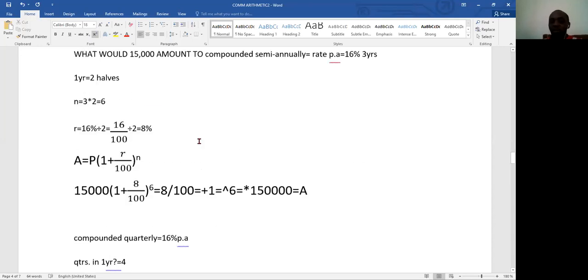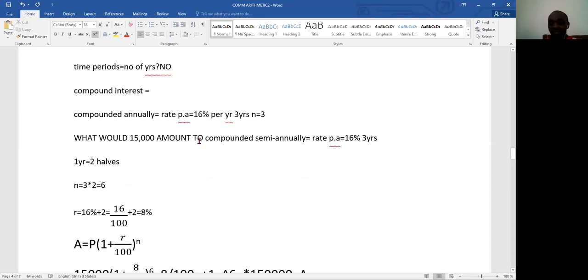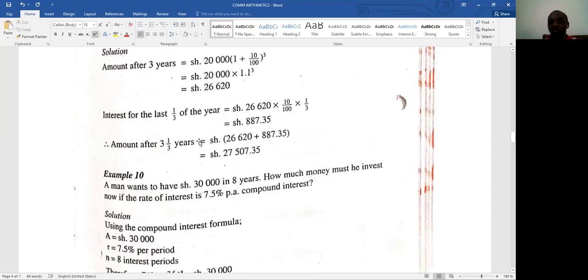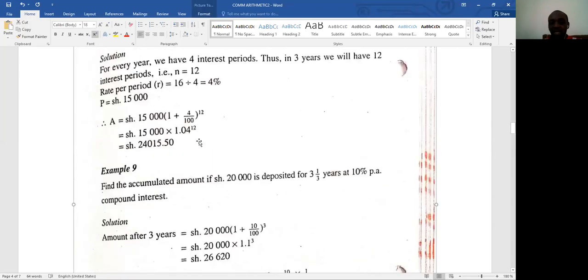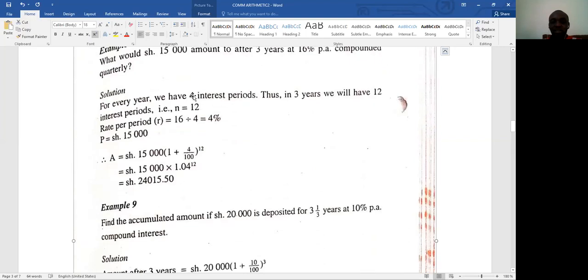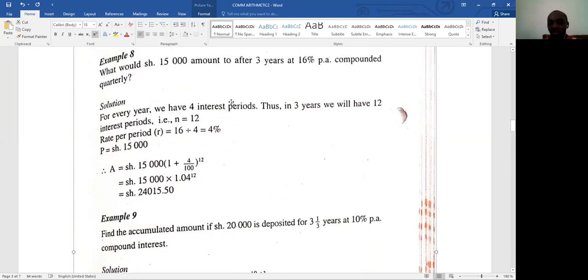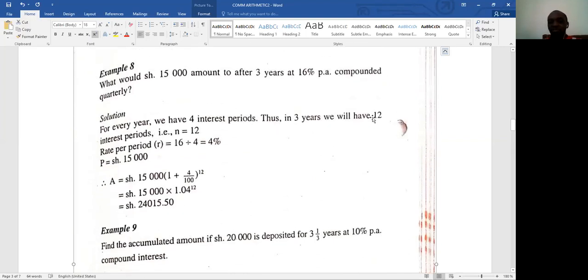As you can see here, compound interest is different. You have to know what the time periods are. Like in this example, for every year we have 4 interest periods, so in 3 years we have 12. Quarterly, you multiply the time by 4, and then the rate you divide by 4. This is how you do it.